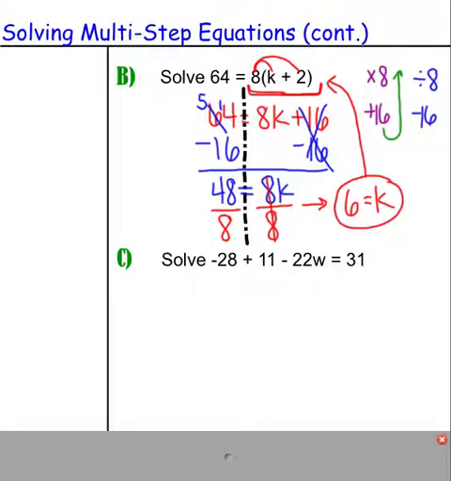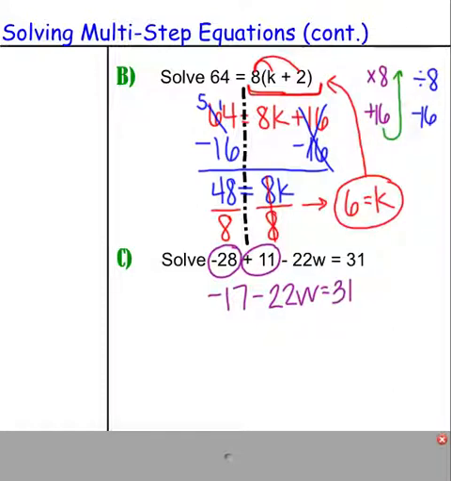Letter C here says solve negative 28 plus 11 minus 22w equals 31. So the first thing I notice is that while I only have one variable term, I do have two constant terms of negative 28 and positive 11. If I combine those, negative 28 plus positive 11, the signs are different, so I'm going to find the difference or subtract. 28 minus 11 is 17. It is negative because the 28 is bigger and it is negative. So now I have negative 17 minus 22w equal to 31.